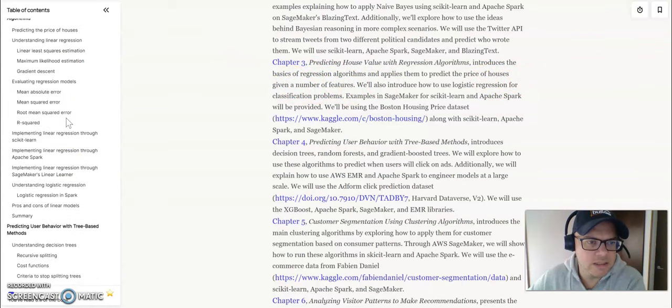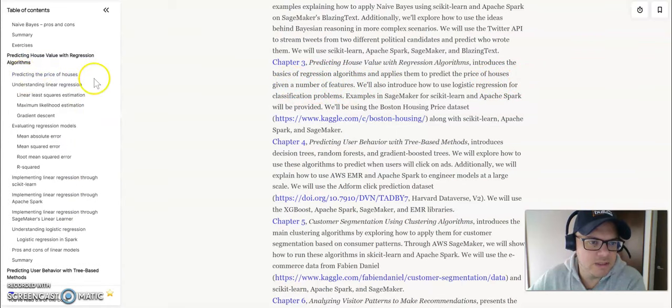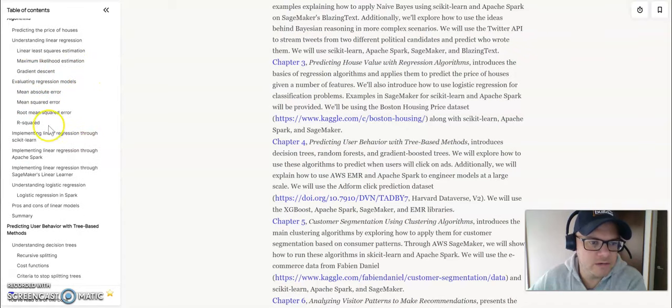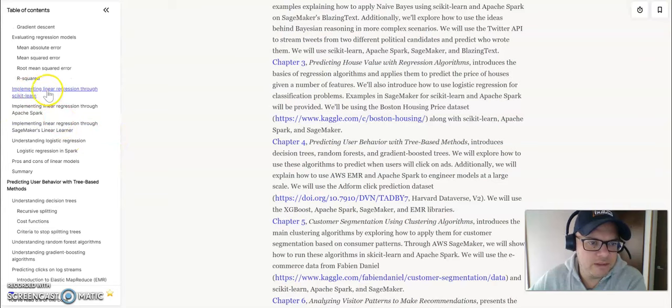In this chapter you will see the house prediction model, understanding linear regression, linear least squares estimation, maximum likelihood estimation, gradient descent, and evaluating regression models: the mean absolute error, the mean square error, the root mean square error, and R squared. Then implementing linear regression through scikit-learn, through Apache Spark, through the SageMaker linear learner, and understanding logistic regression.